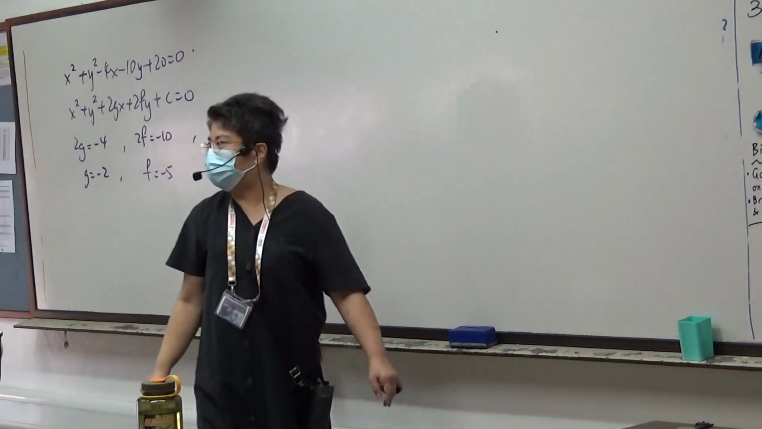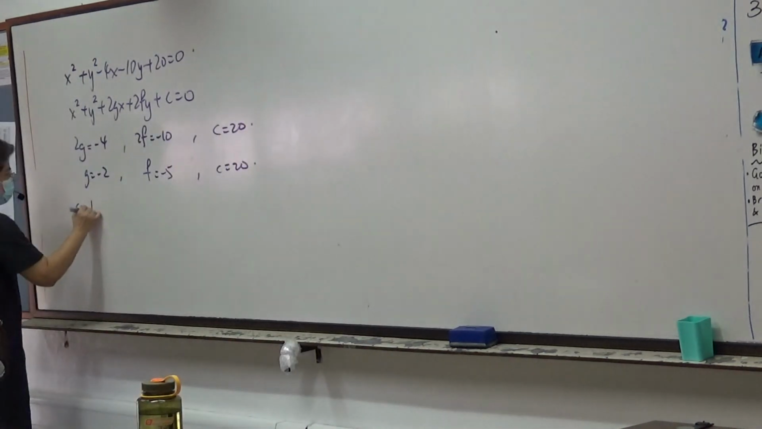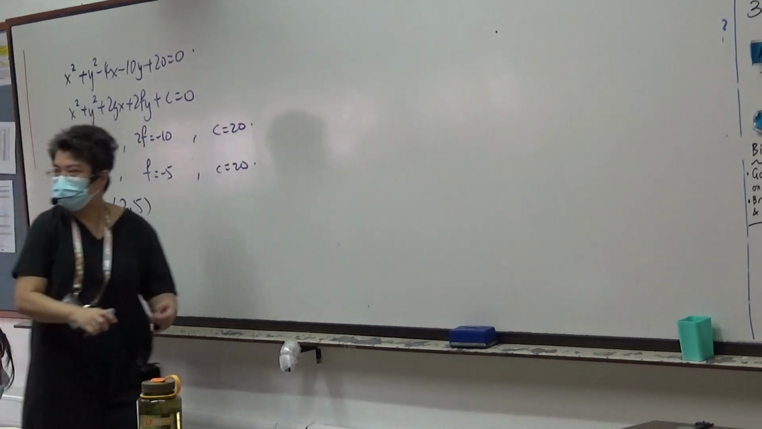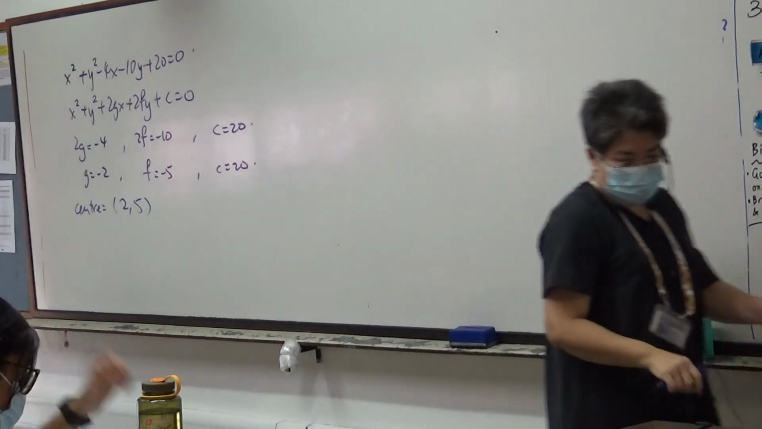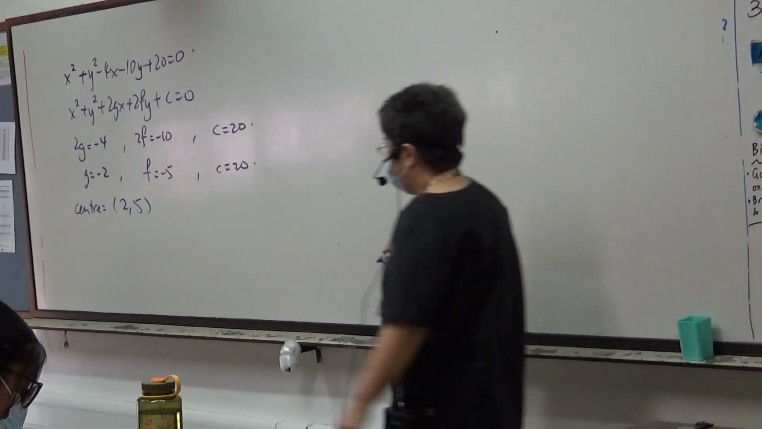Can you see what I'm talking about here? Okay, then straight away, what's my center? 2, 5, right? Can you see? The center is straight away 2, 5. Now, what about the radius?